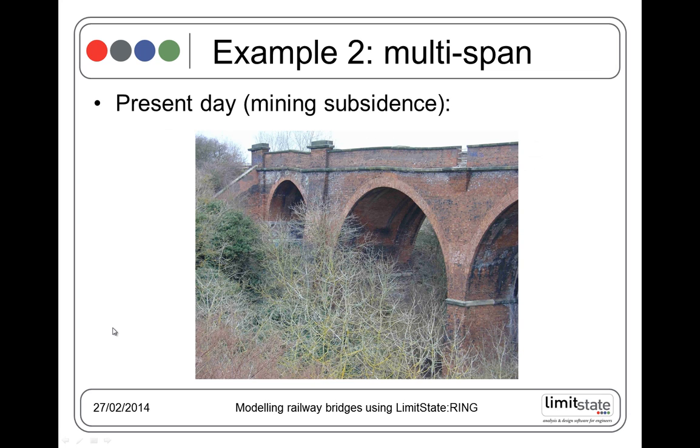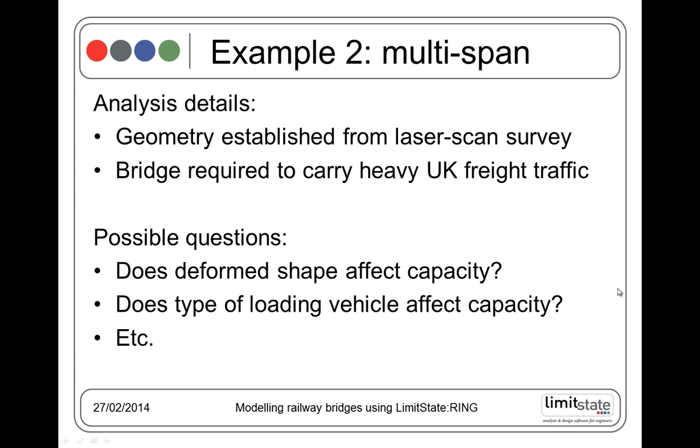I'm not sure if you can see the profile of the first span is distorted, and you can also see the parapet wall is clearly highly deformed. So for this example, we established a geometry from a laser scan survey. We know that we need this bridge to carry heavy freight traffic. Again, this is one in the UK.